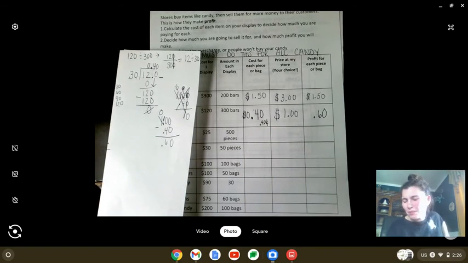Remember, you don't want to make your profit super big. You don't want to charge $100 for one chocolate candy bar. No one would ever buy that from you.